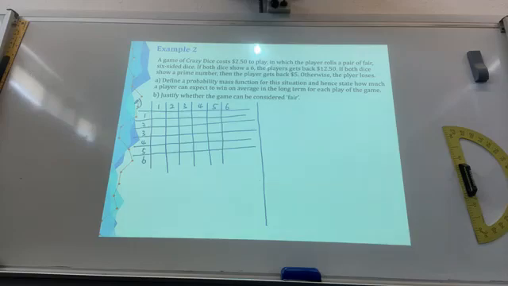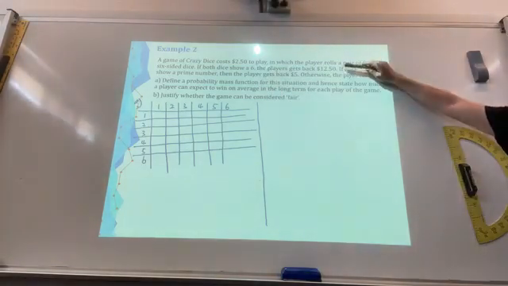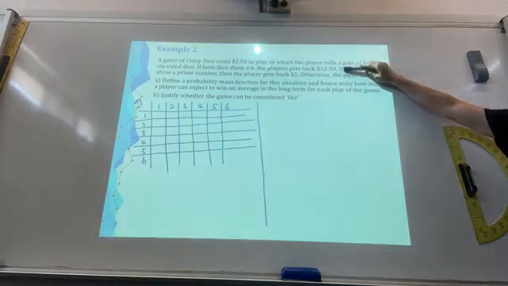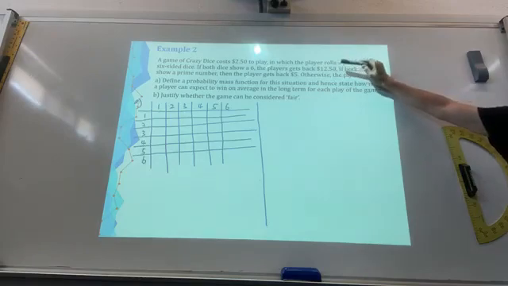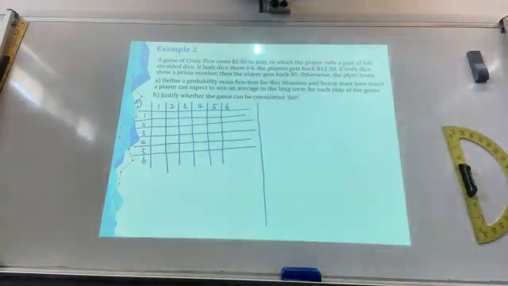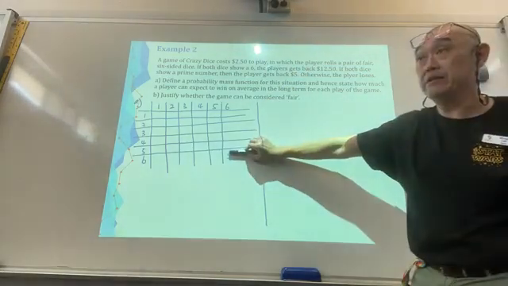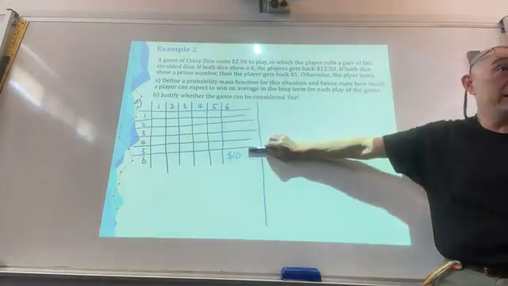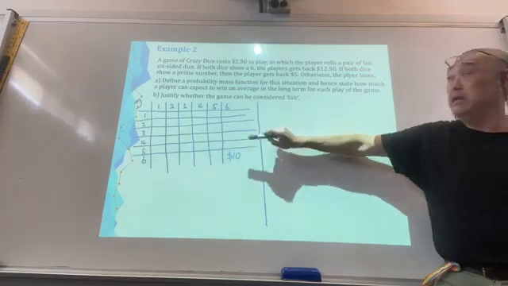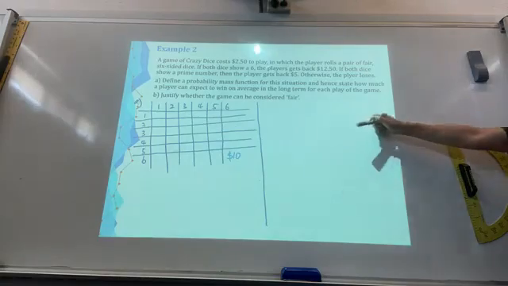The first bit says that if both dice show a 6, the player gets back $12.50. How much would the player win? $10, because it's $12.50 take away $2.50. So if I construct this table, I will fill that in as $10. That is the one and only one where you will win $10. There's no other place where you can win $10. Correct?